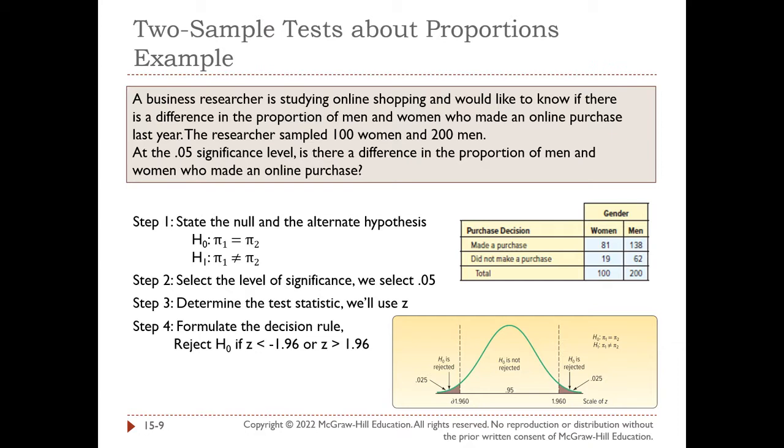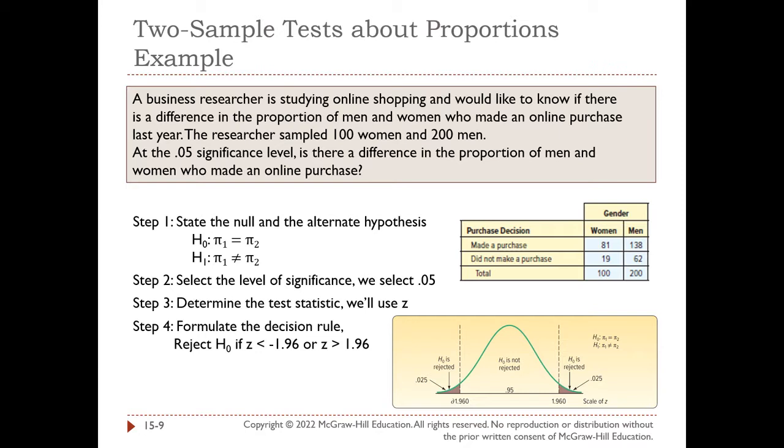So, a business researcher is studying online shopping and would like to know if there is a difference in the population of men and women who made an online purchase last year. The researcher sampled 100 women and 200 men at a 0.05 significance level. Is there a difference in the proportion of men and women who made an online purchase? We already see the statistics right there. About 81 women out of 100 did make a purchase. 138 men out of 200 made a purchase.